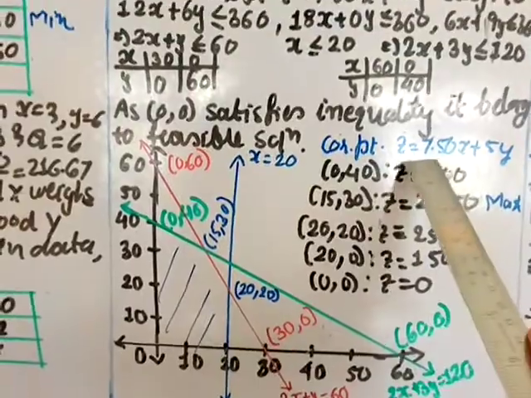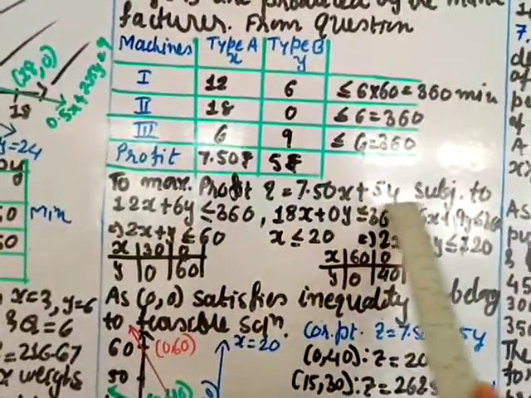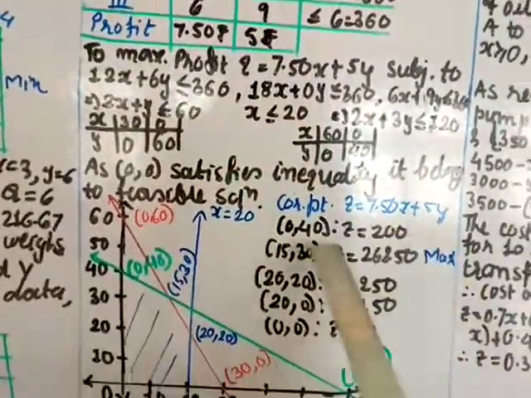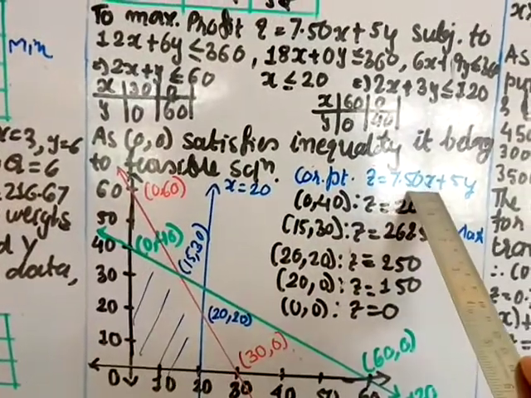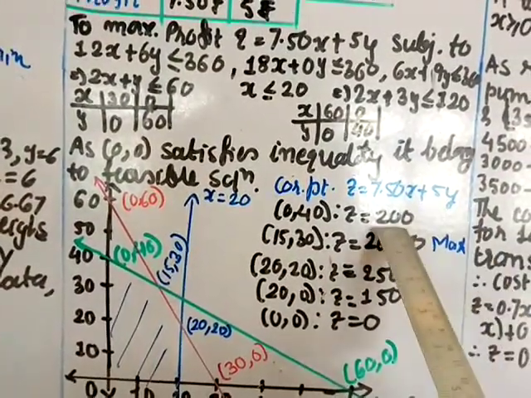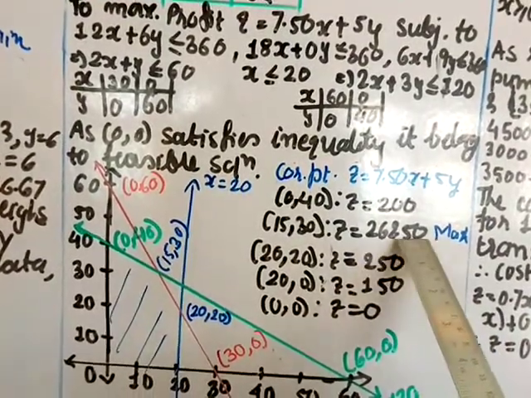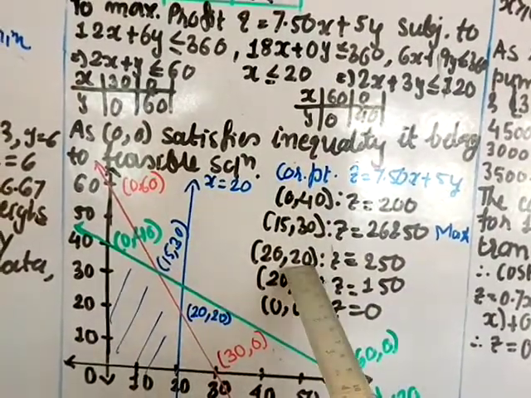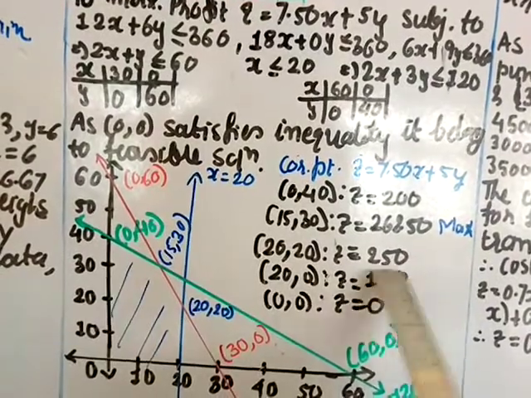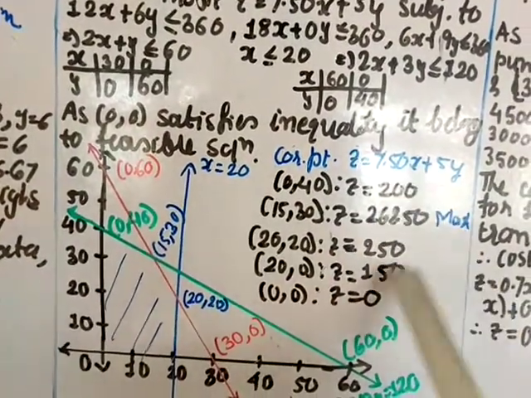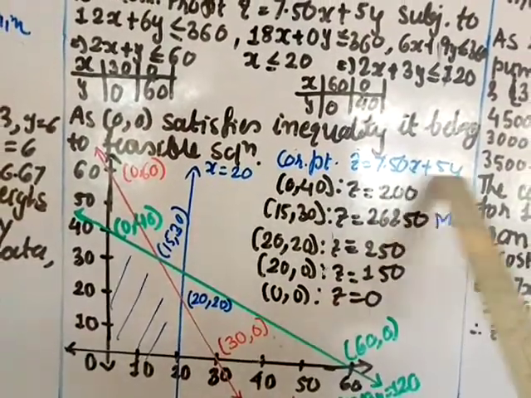Okay, from there also you can draw. Now, with the corner points, z is what you have to maximize. So I put the value here (0, 40). When you put 0 and 40, then 5 into 40 gives you 200. Then when you put (15, 30), it gives you 262.50. Then when you put (20, 20), the answer is 250. When (20, 0), then the z value is 150. When (0, 0), then the z value is 0.